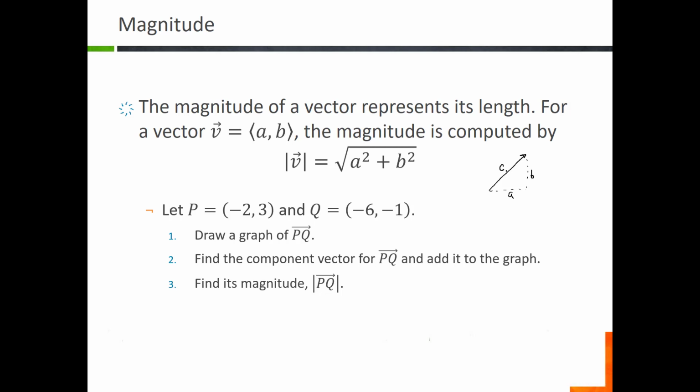So we want to draw the vector PQ. We then want to figure out its component vector and also draw that on the graph. And then we want to find the magnitude. So let's go ahead and look at drawing our graph here. So we're just going to draw an X and a Y axis.